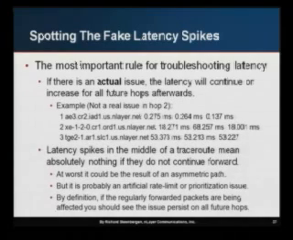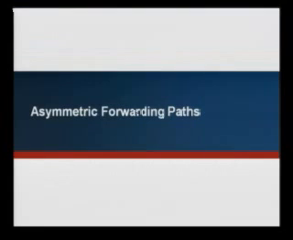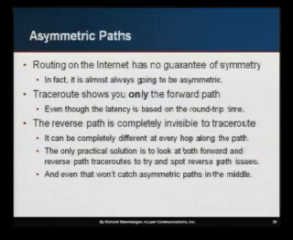But it could also mean there's an asymmetric path. It could mean there's an artificial rate limit. It could mean anything. It could actually be an issue, but it's an issue that only affects traceroute. It's not an issue that affects real packets. So the next big issue with traceroute is asymmetric paths.